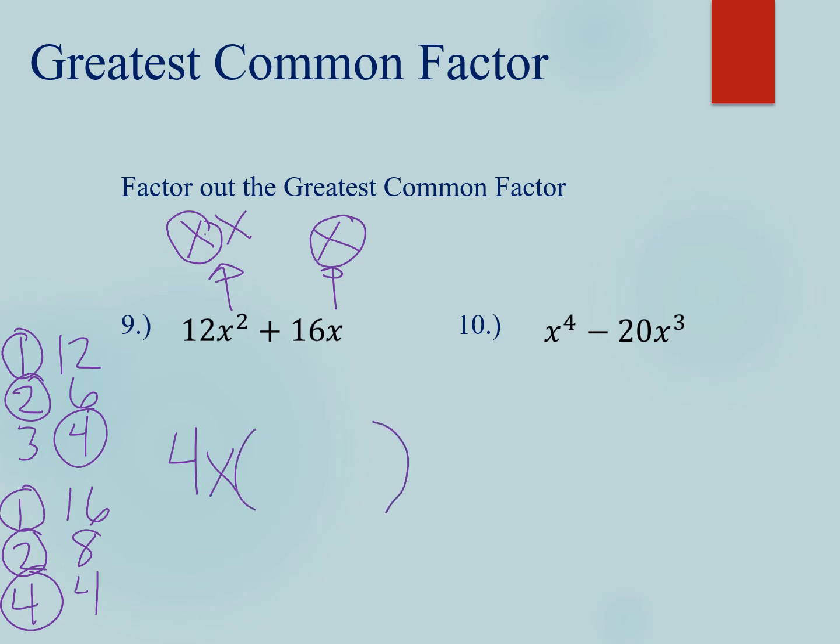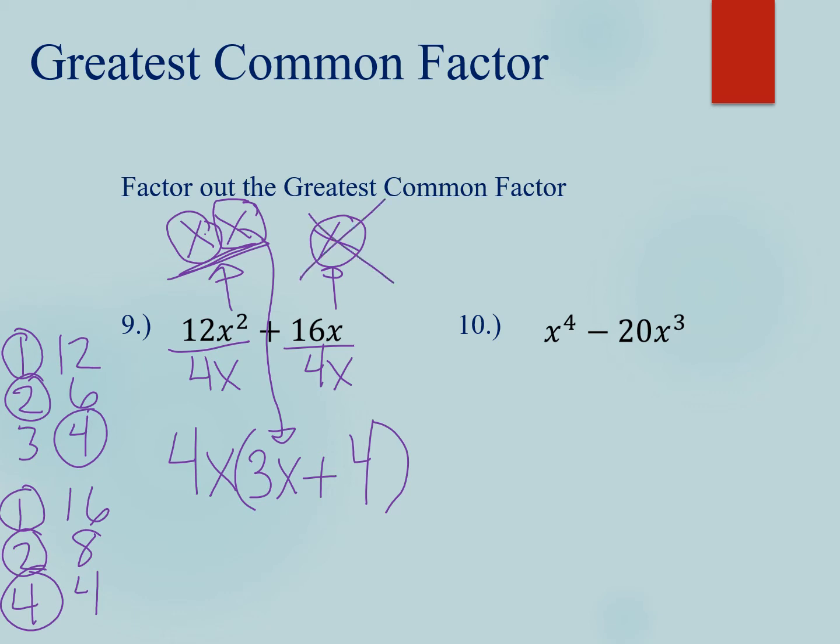Now I can put my parentheses, and I'm going to divide by 4x on each term. So 12 divided by 4 is 3. x squared divided by x is x, plus 16 divided by 4 is 4, and then x divided by x is gone. x divided by itself is gone. So I had 1, I took it out, it's gone. Here I had 2, and I took 1 out, so there's 1 left that I had to put down here in my answer. Okay, here I took 1 out, so it's gone.